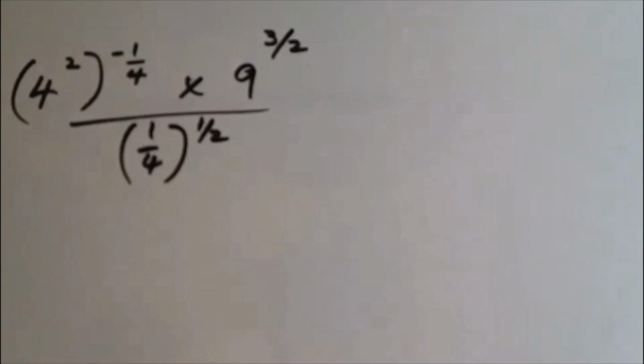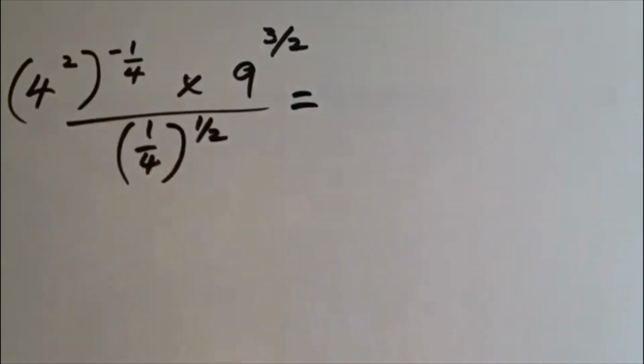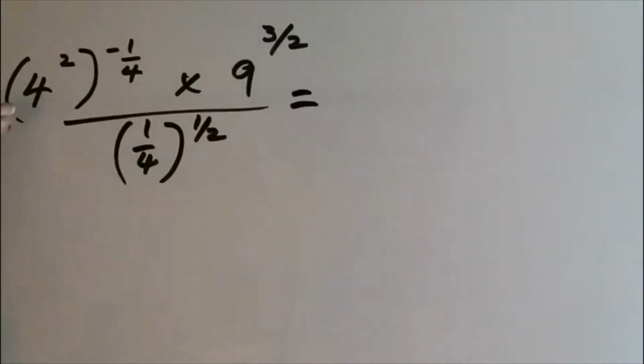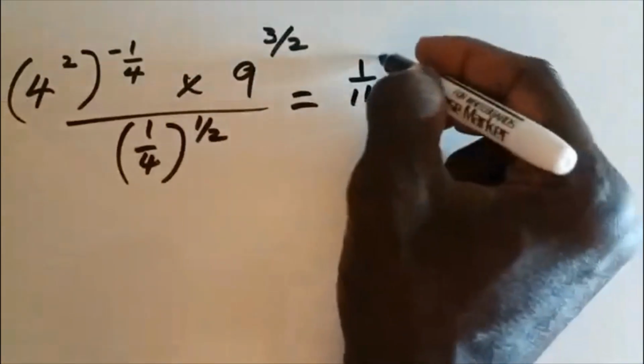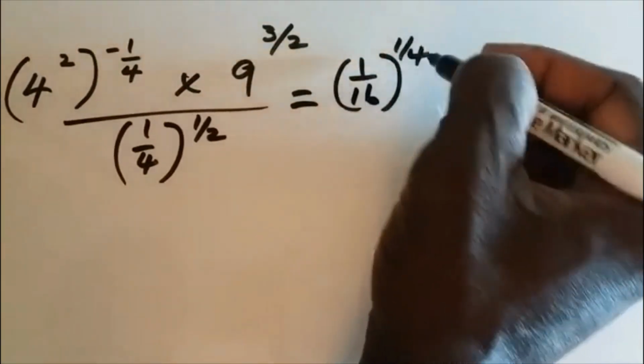Hi, here's our question on indices. We're asked to evaluate this without the use of a calculator. So, first of all, let's rewrite this. 4 squared is actually 16, and if we're raising something to a negative index, we can just write it as the inverse, so that'll be 1 over 16, and this is actually the fourth root of 1 over 16. So we can rewrite this as 1 over 16, and we take the fourth root.